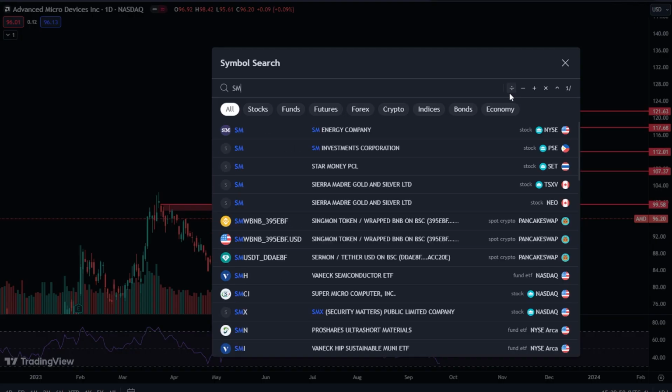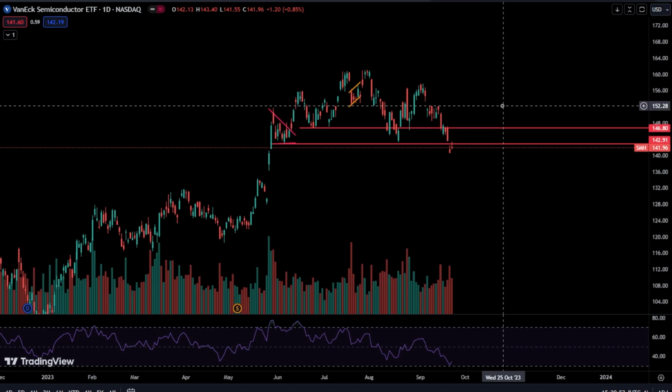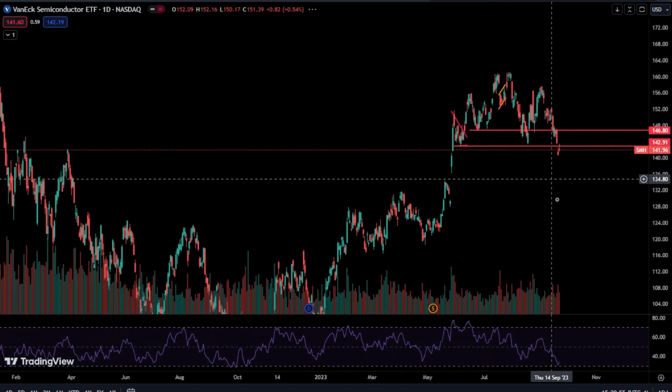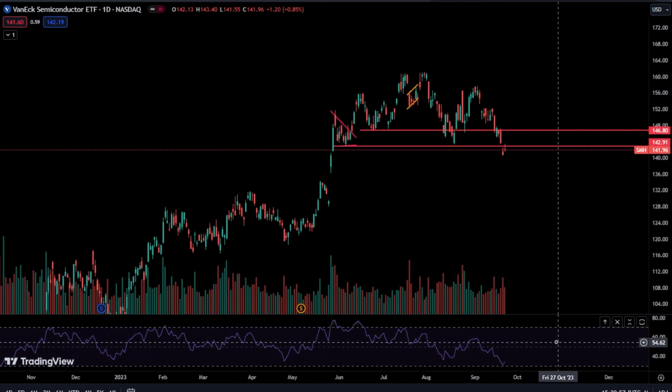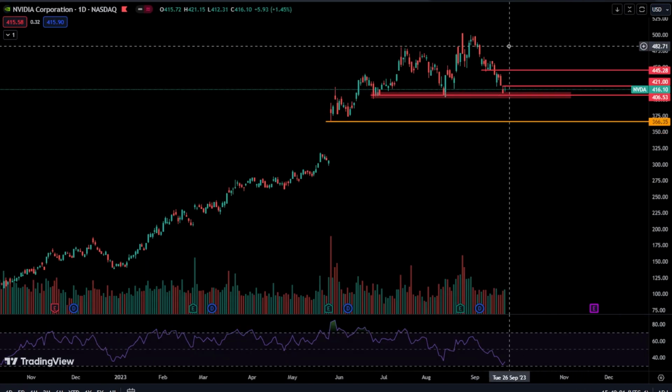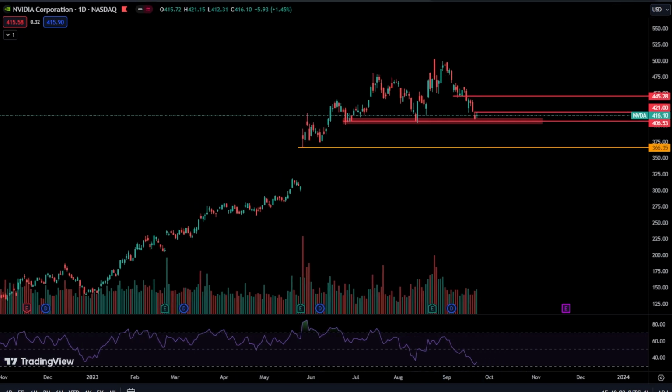Let's look at SMH right now. What's going on? SMH just lost support. That is not the best look. But again, I still think you're going to get a pretty sick, nasty short squeeze. Does it make a lower high? Probably. Why do I think probably, guys?